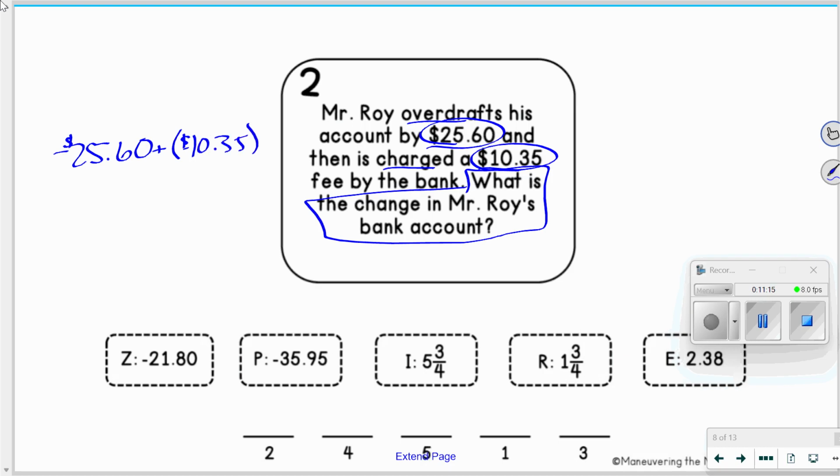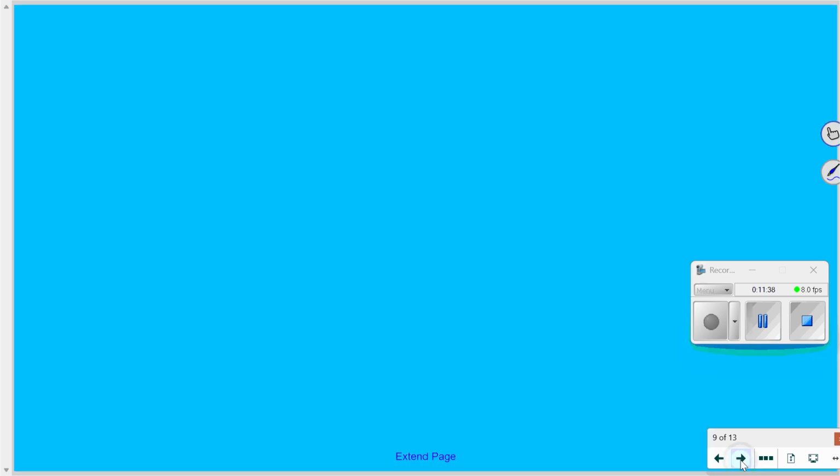$10.35. That means my integers are both negative. I'm adding them together, so I add, and it's going to stay negative. They like each other. So I add them up. Because it's money, we have 2 decimal places, so we should line up our decimal places. 9, 5, 35. Because they're both negative, my answer is negative. So negative 35.95 gives me the P for number 2.